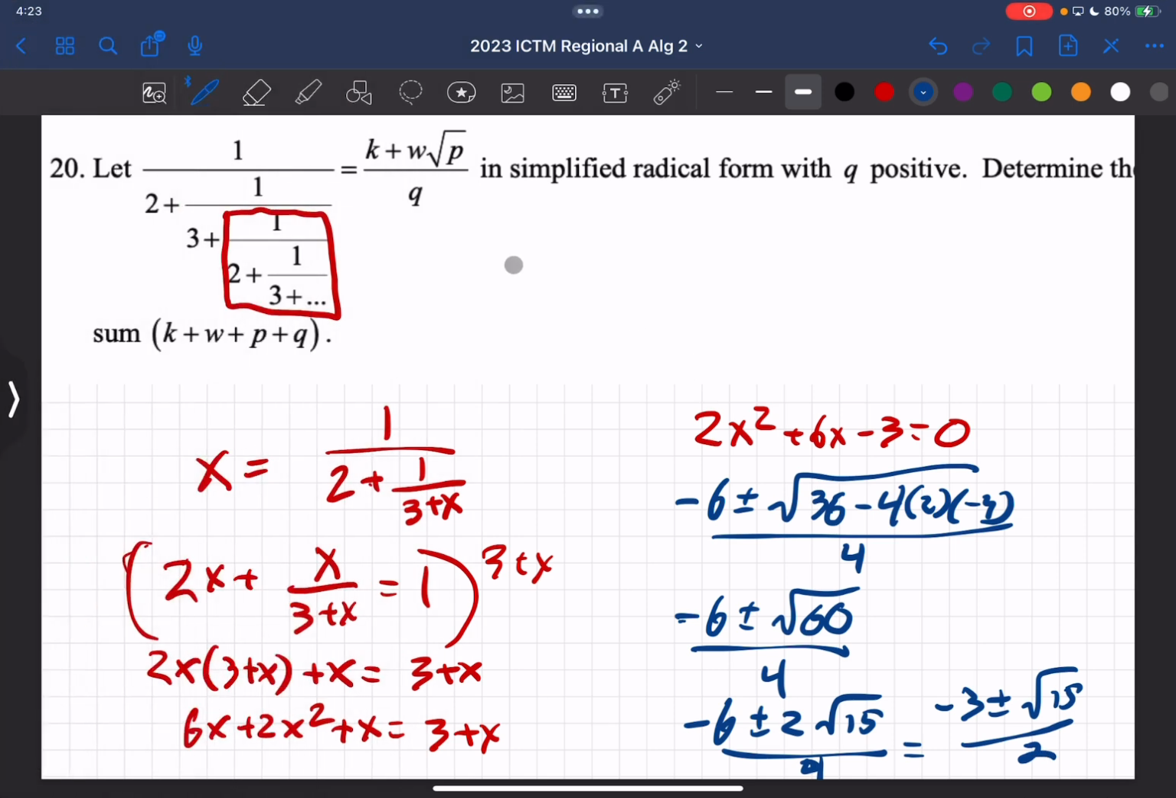All right, so k is the number in front. K equals negative 3. W is the number in front of the radical being multiplied. That's 1. P is the number inside the radical. That's 15. And then Q is the number in the denominator, which is 2. So now we have to add all of these together. And when we do, we get 15.